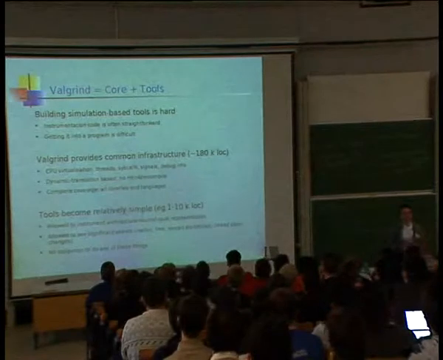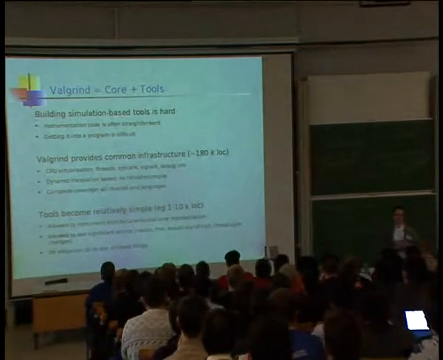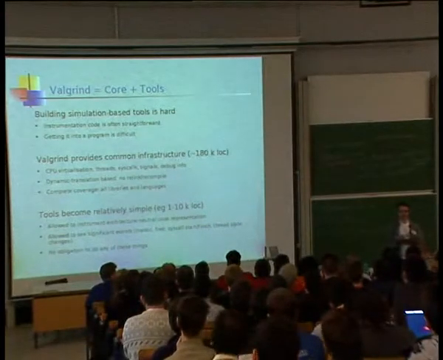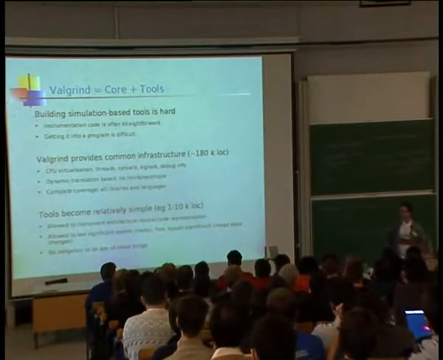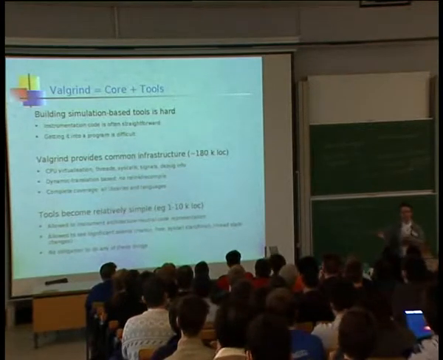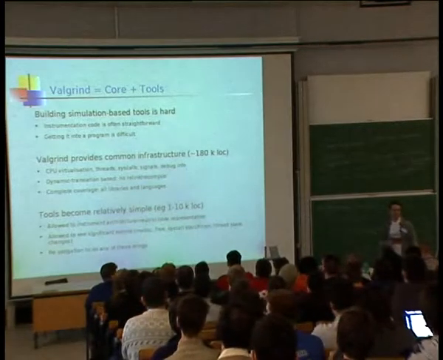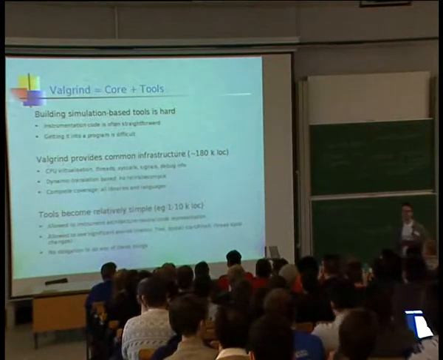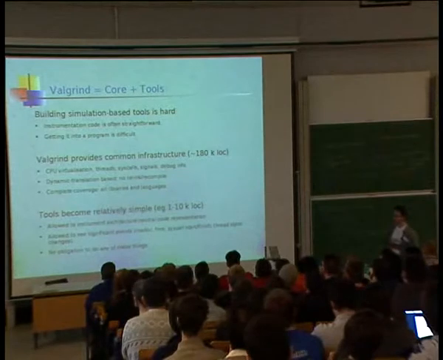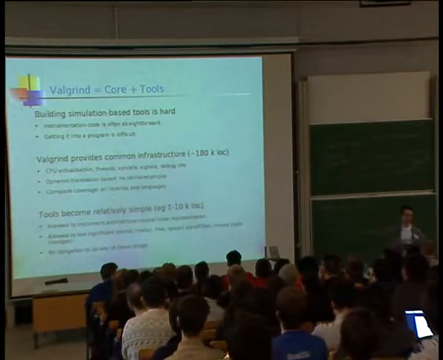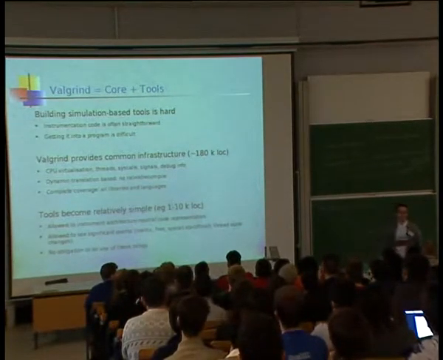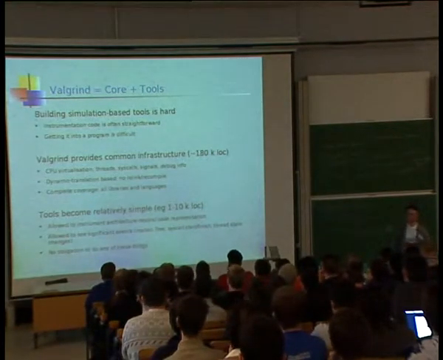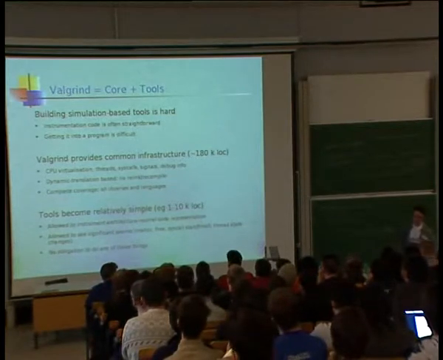So it hides all the details of your processor by unpicking your instruction stream into an architecture-neutral representation which the tools can then deal with. It does this while the program is running. It's a dynamic translation-based scheme, so you don't need to relink or recompile or anything. It's very easy to use. You can just type valgrind ls, and it'll do whatever with ls. And as I said before, it covers everything, even stuff for which you don't have the source code.